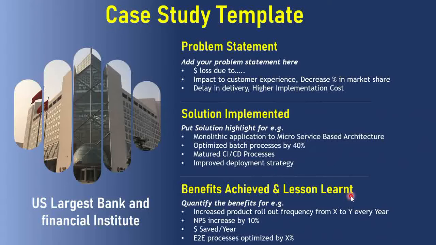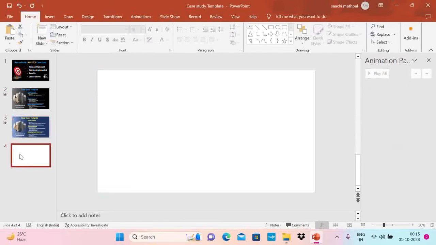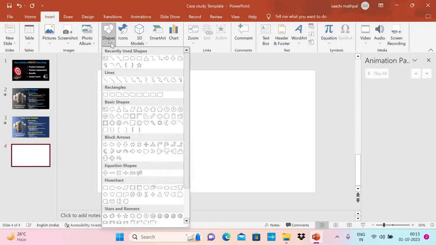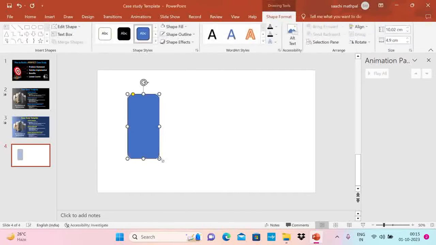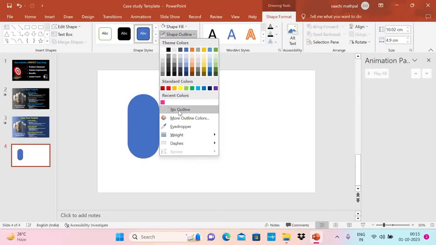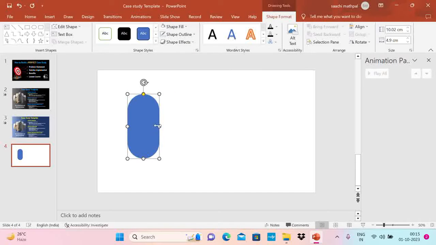Now let's quickly see how we can create this powerful slide. So I'm going to open a blank slide. This is my blank slide. Now go to insert and go to shapes. I'm going to take this shape, rectangle rounded corners. Just draw it. Move this yellow ball toward the center so that the size or the shape gets changed. Go to shape outline, no outline, and I'm going to reduce the width.